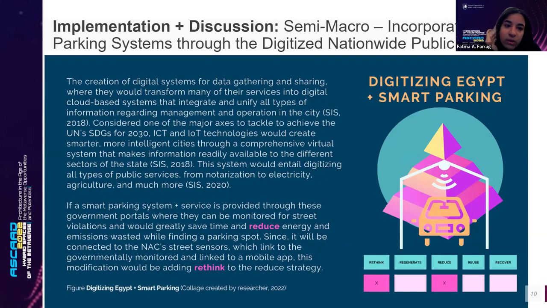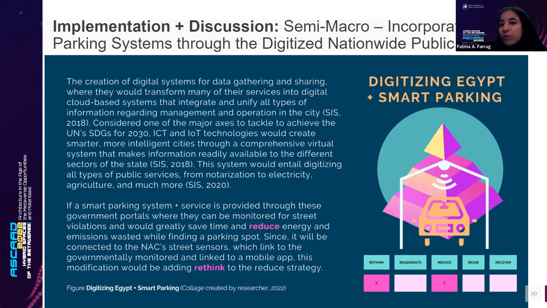this would then create another type of service, and it would be provided through these government portals where they could be monitored for street violations and greatly save time, reduce energy and emissions wasted while finding the parking spot. Since it will be connected to the NEC street sensors, which link to the government and to a mobile app, this modification would be adding linking for the reduce strategy.